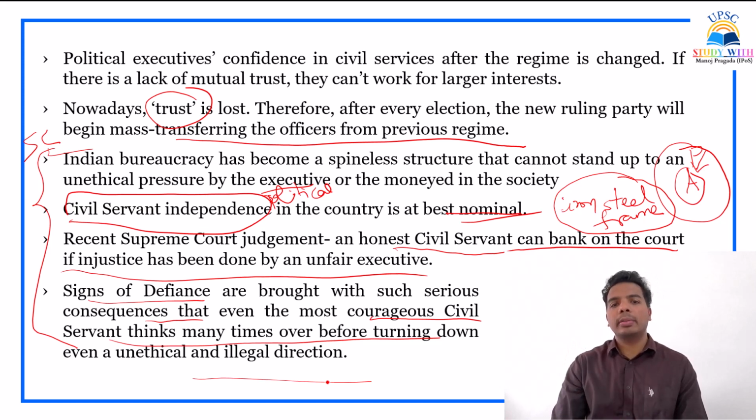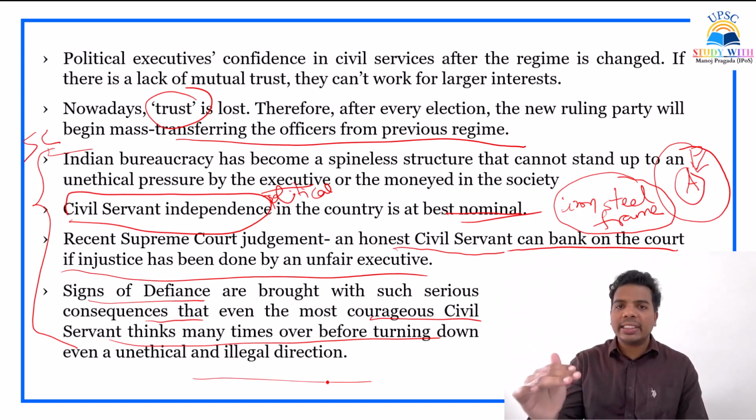Why did they have to face legal problems? Because they were courageous in discharging their duties. They said no to certain unethical, illegal directions from their bosses, from their political executives. They said, no sir, we can't do it because it is against my values. It is against my civil services conduct rules. What are the civil service conduct rules teaching you? You should be impartial. You should be neutral. You should pay allegiance to constitutional values. What are those constitutional values? Justice, liberty, equality, fraternity, and so on.